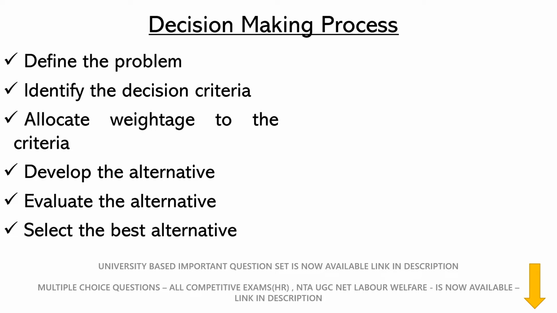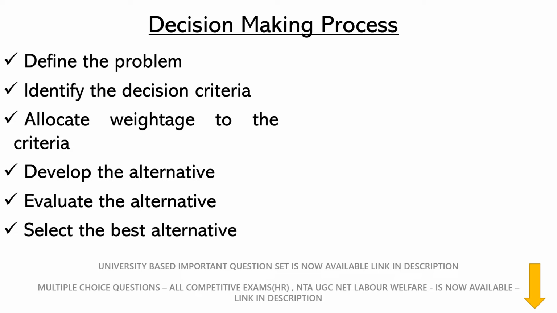So these are the various criteria. You, as an individual decision maker, should identify what are the things that are important to you. Now, next one is allocate weightage to the criteria. Previously you have identified the decision making criteria. Now you give importance, so that you can arrange the things in priority.